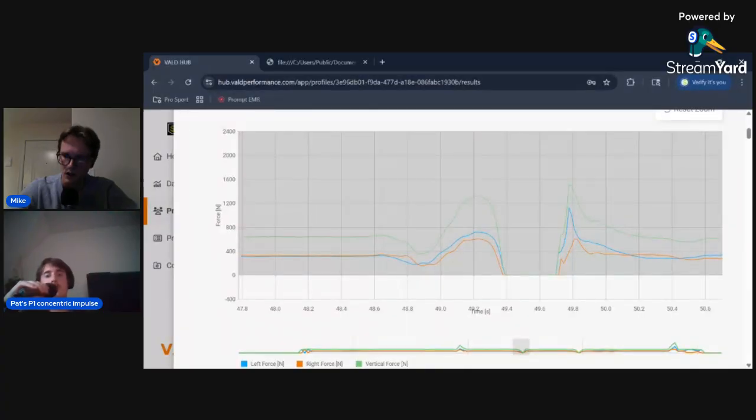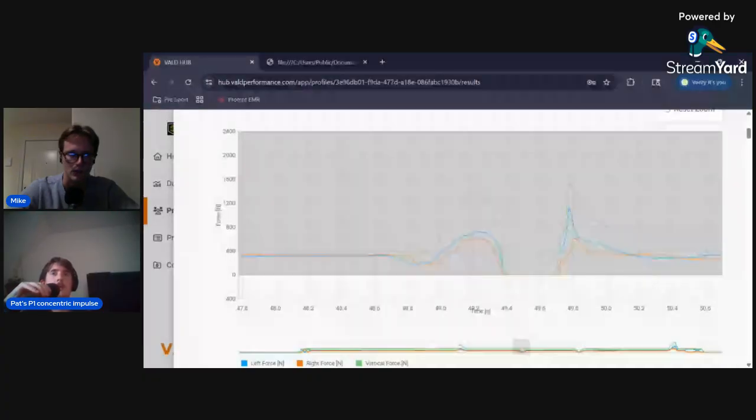That just made me think, are you cueing it all for depth in the counter movement jump too, or is it just whatever she wants?